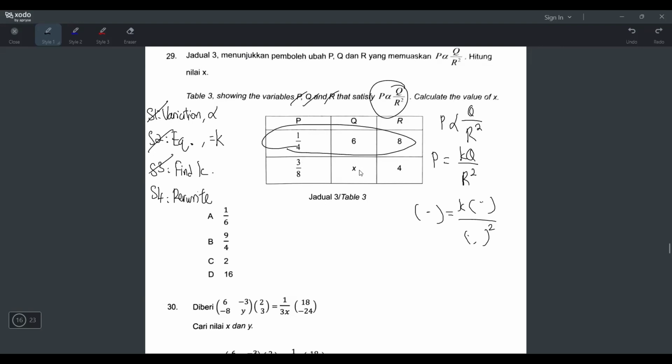So it cannot work. If you substitute the bottom one in here, you cannot find your K. So you should substitute the complete full information. All three, P, Q, R, must be there. So P put 1/4, Q put 6, R put 8. Now you can find: 1/4 equals 6 divided by 8 squared.